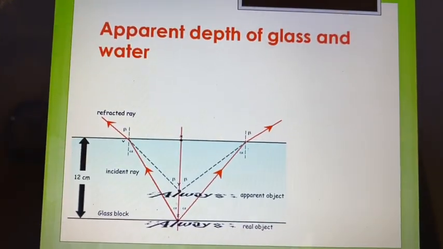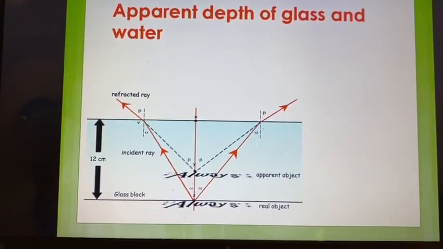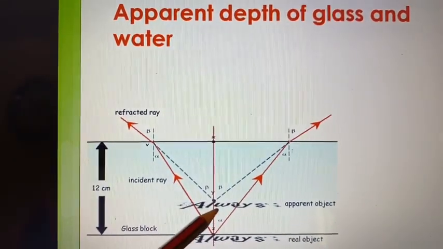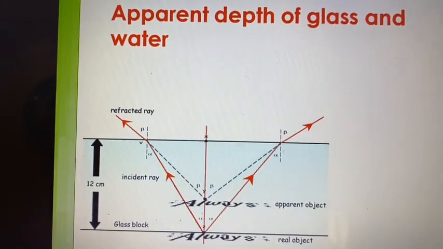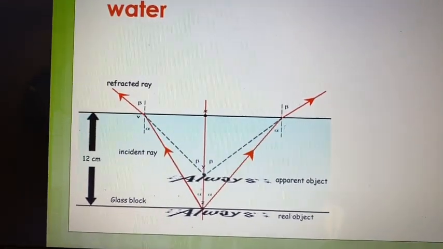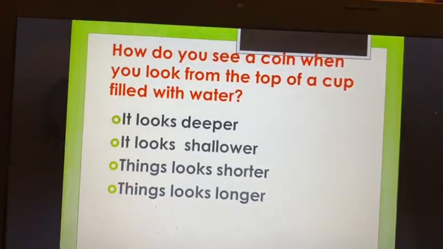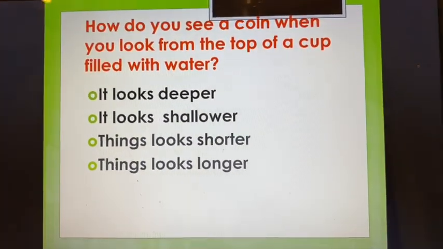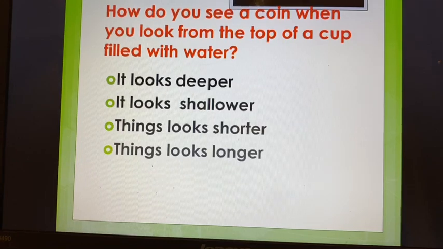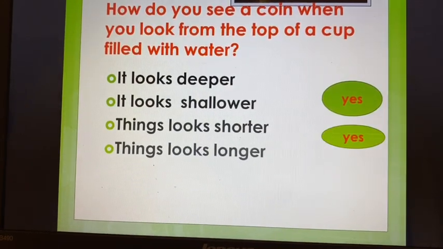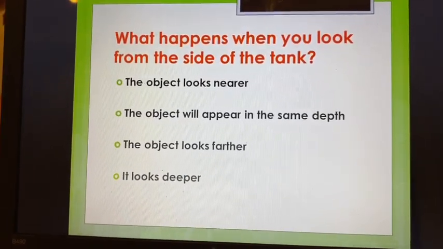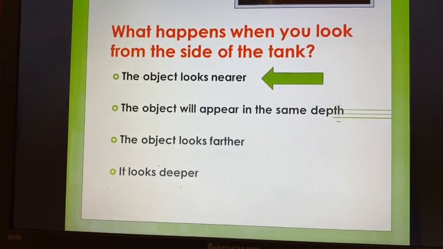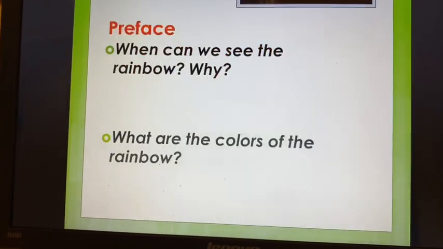Okay, so here there's a picture that shows that the apparent depth of glass is shallower than the apparent depth of water. But again, we are still revising. How do you see a coin when you look from the top? We said shallower and shorter. How do you see things when you look from the side? Remember, we said nearer and at the same depth.